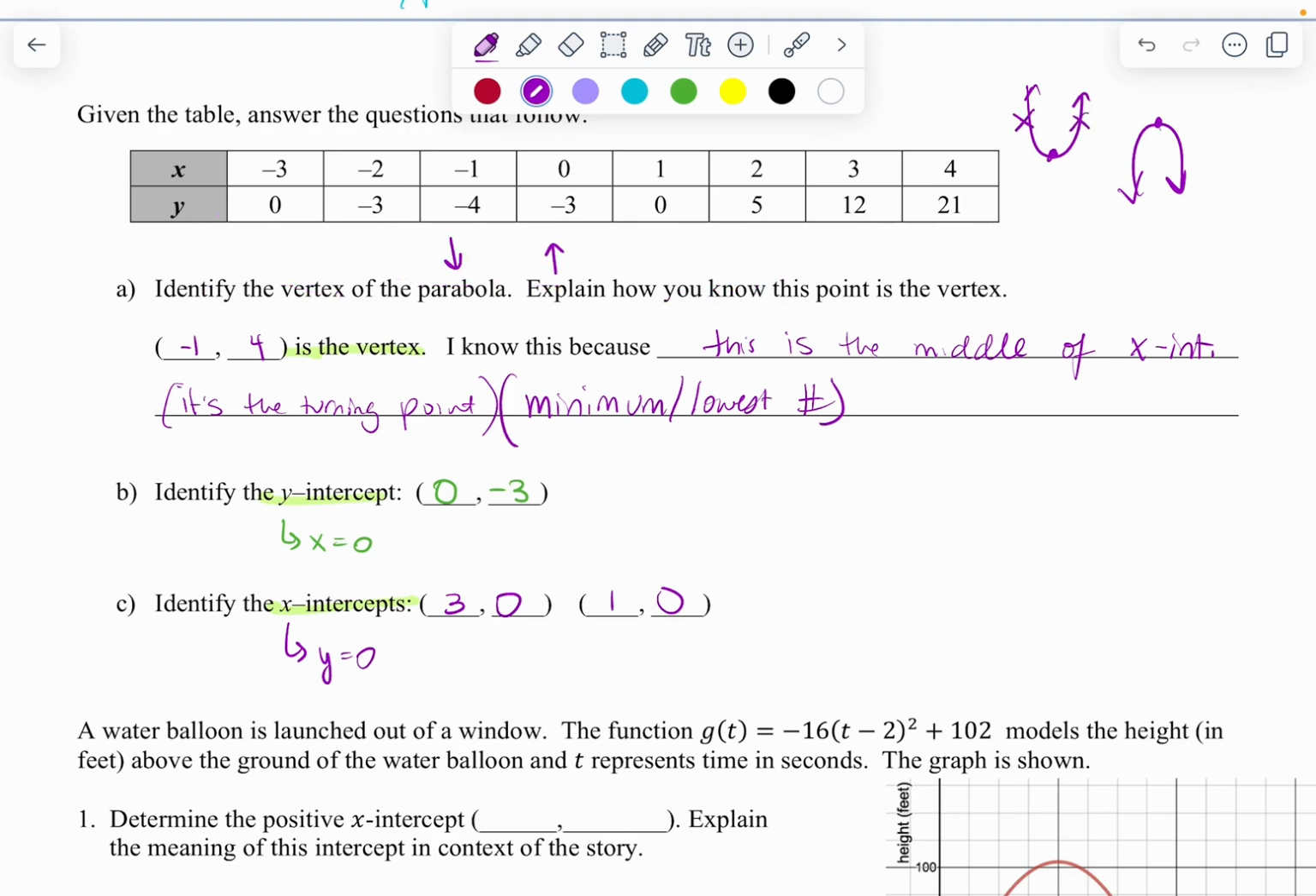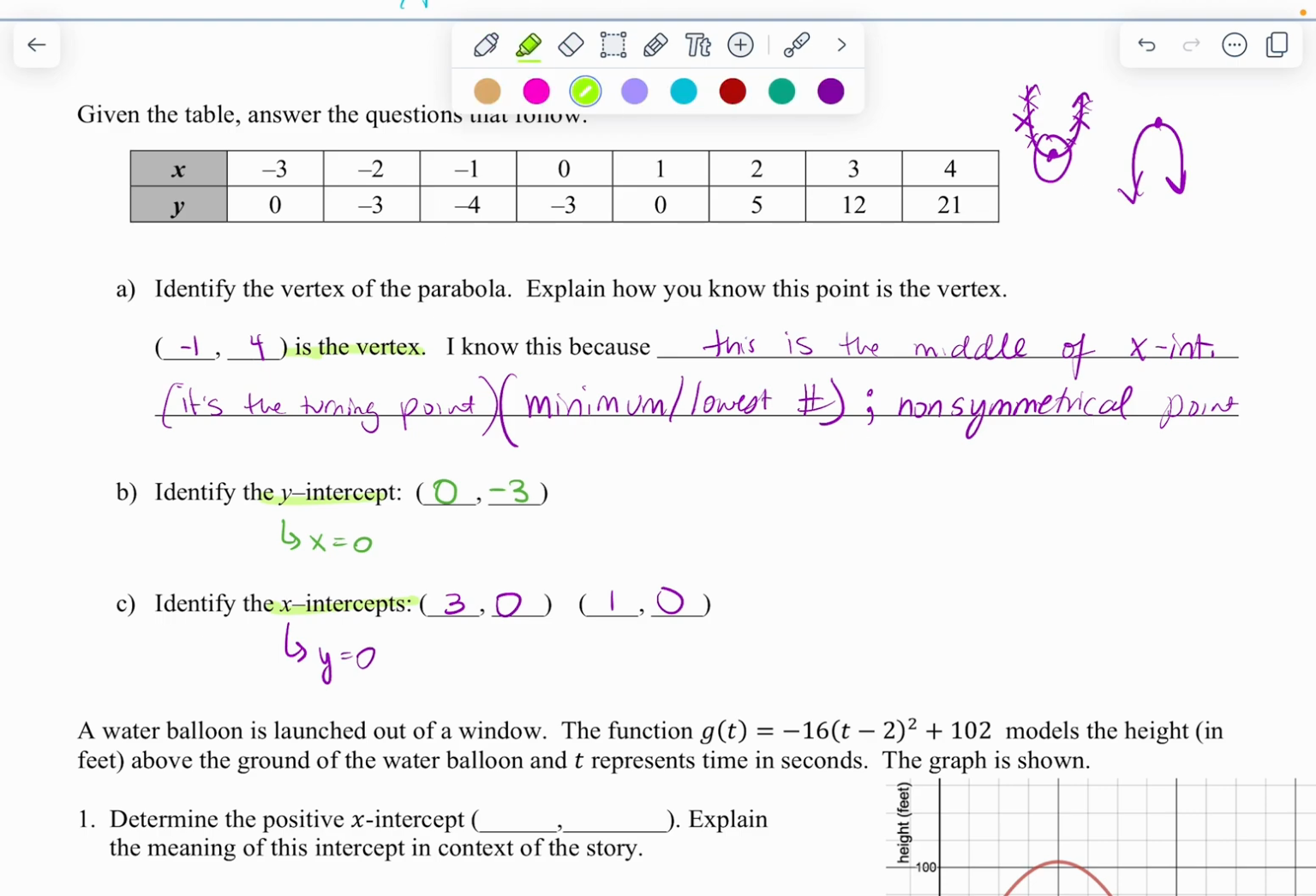This has a match here, this has a match here, this has a match here. The only one that doesn't have a match is that vertex. So you can say something like, it's the only non-symmetrical point, meaning it doesn't have a match. Everything else is matching. So I don't care what you say.